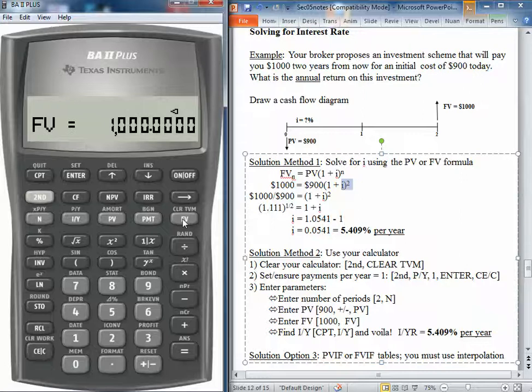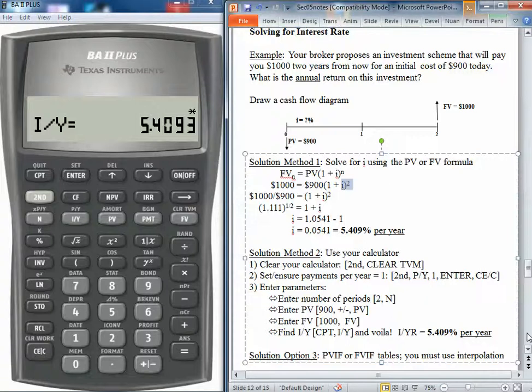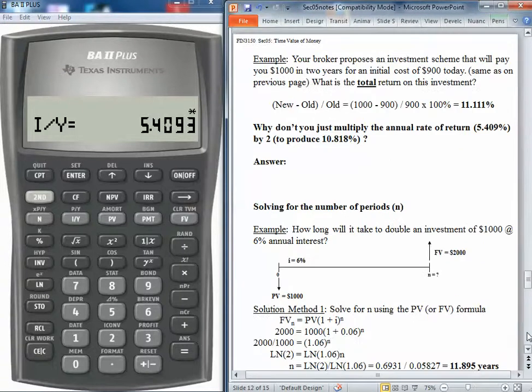I could get the same interest rate if I reversed the signs, but if I had both positive signs or both of them negative signs, I would get an error, actually an error 5 on this calculator. Now I hit compute interest rate. I see that I can make 5.409% per year. Now, this interest rate takes into account compounding.